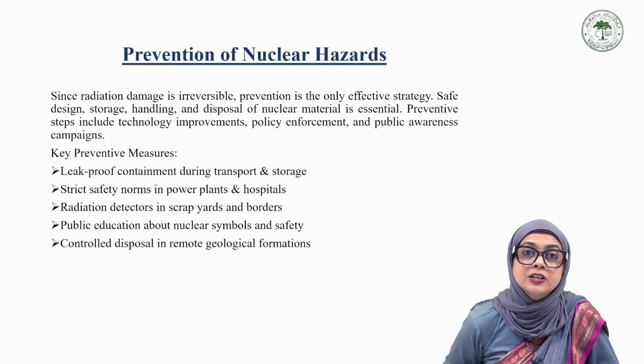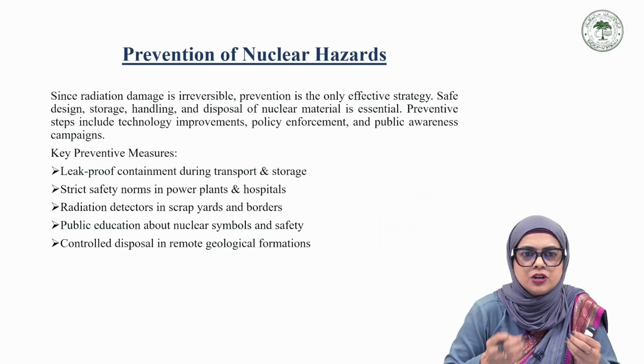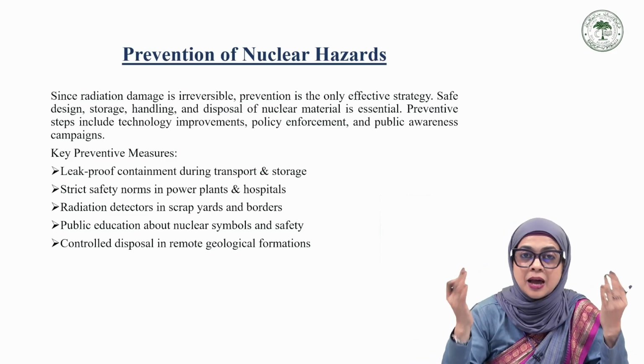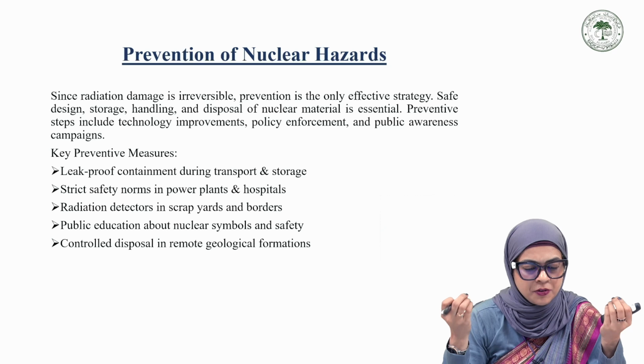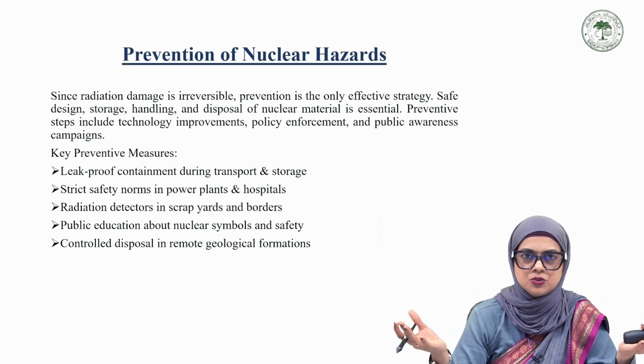Now coming to the prevention of nuclear hazard. So how can you prevent it? See, because radioactive, like I said, it's odorless, you cannot see it, but you have to prevent it. It is happening around us. So the key preventive measure is leak-proof containment, especially during the transport and storage.